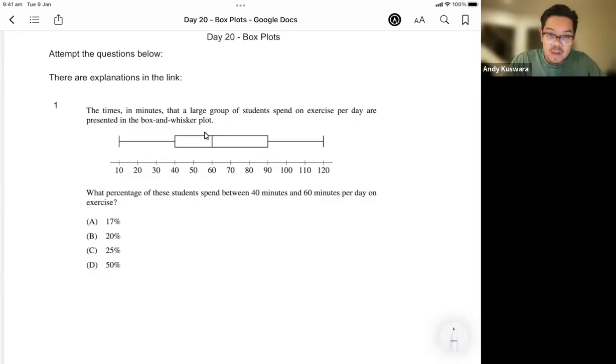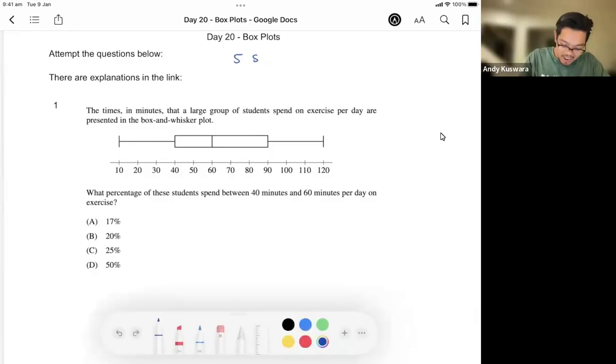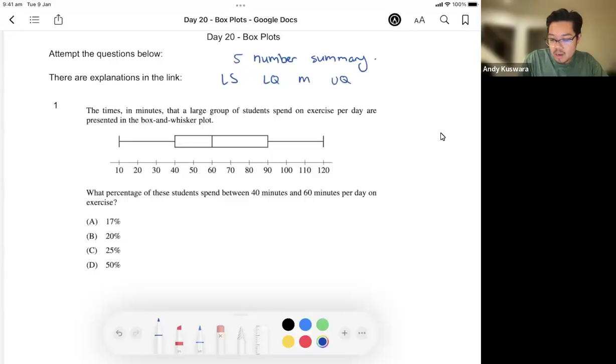We've got box plots. Should be hopefully a straightforward lesson today. Sometimes they used to call them box and whisker. Now they're called box plots. And essentially, a box plot is a visual representation of your five number summary. Which, if you've forgotten, is your lowest score, lower quartile, median, upper quartile, highest score. Now, a box plot breaks things up into quarters.